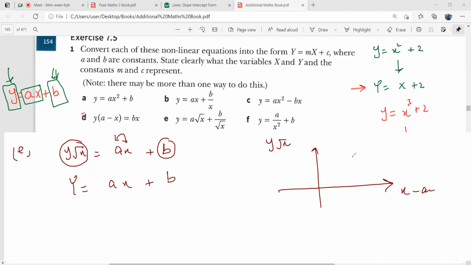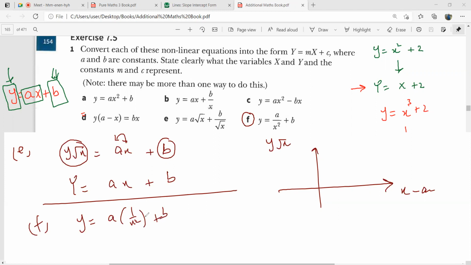Okay, that's it. And I think in the same way you can handle this, like this f part is already in the linear form. If you look at this part f, you simply say this is y equal to a into 1 over x square plus b. So you can write it as y is equal to ax plus b, because this 1 over x square is all variable. So this is variable into constant, and here is the constant. So this simply goes into the required linear form if you change your 1 over x square with the x simply. ठीक है?